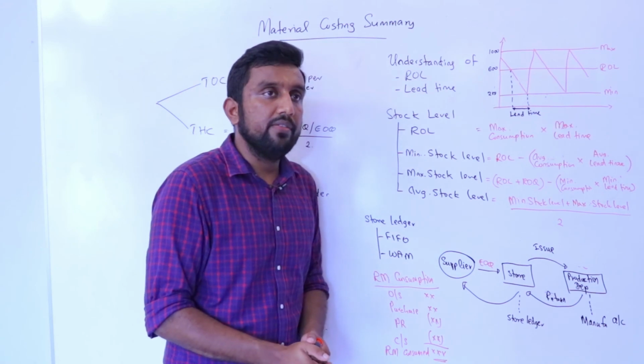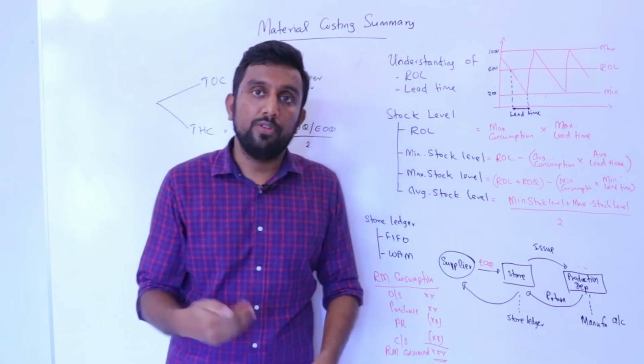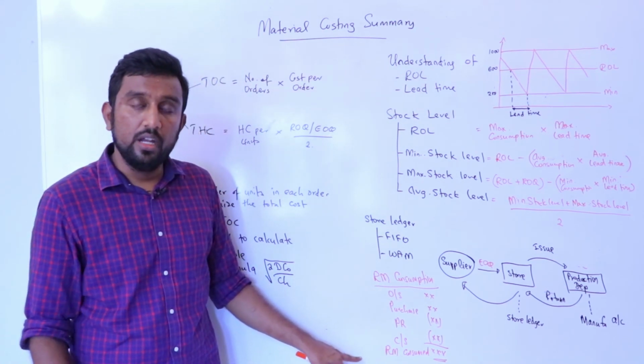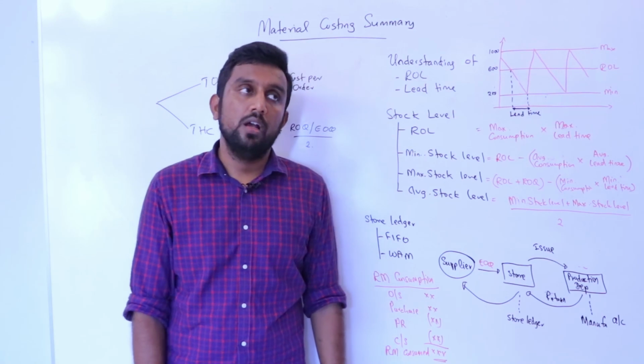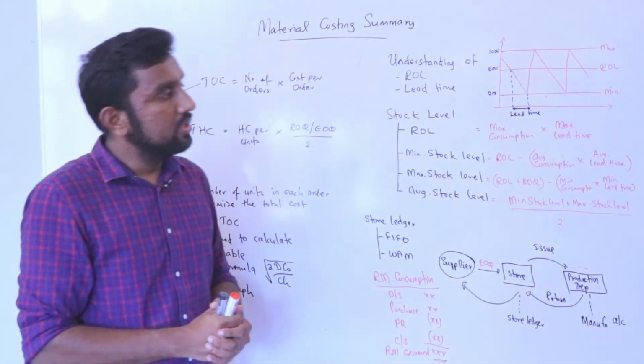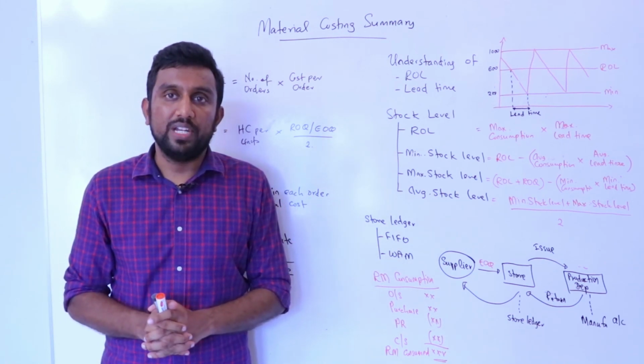Other than that, we find the raw material consumption for a day. If we get the raw material consumption in units and divide by the number of days in a month, then we'll get the answer for a day. Yes, so this is the whole chapter of material costing.